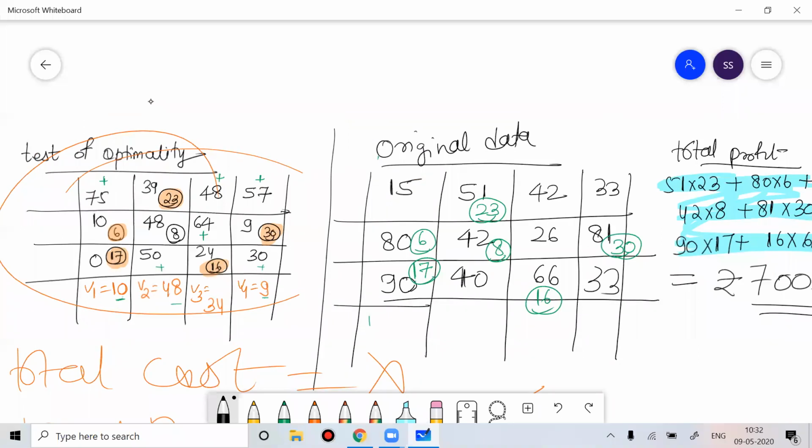Anyone have any doubt? Anyone have any doubt on this part? Anyone want to ask anything? So I hope this is clear, guys.